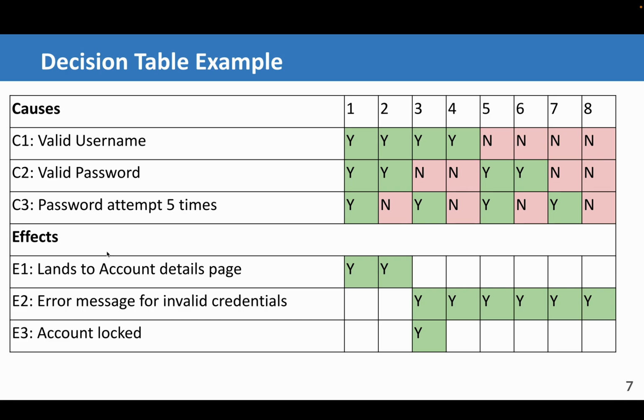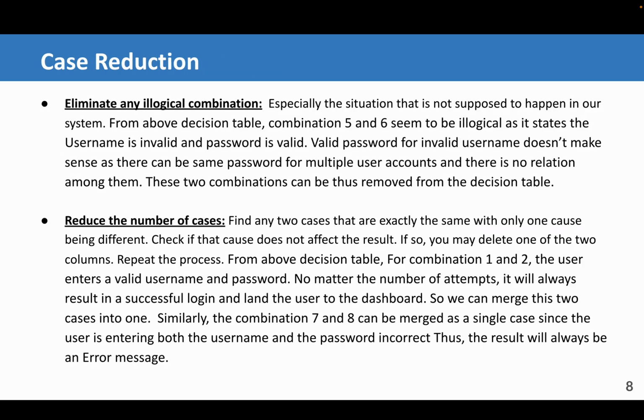And now the next step. While constructing the decision table, the first step is that we fill in all the combinations, like for 3 causes we filled 8 conditions. In a practical scenario, we don't need to test all those 8 cases, because some of these combinations of causes and effects may look irrelevant, and some of these can be combined into one. So the next step in constructing the decision table is case reduction.